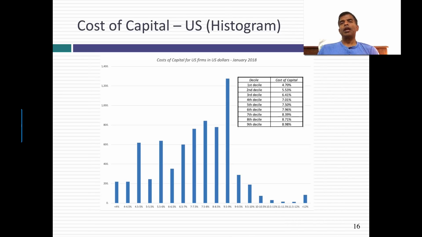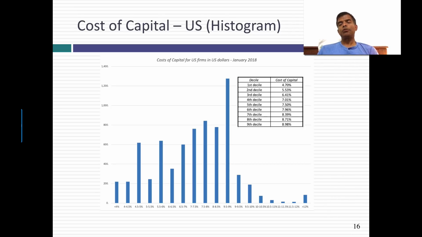Final piece of the puzzle, I took the cost of capital for all 7,400 companies for which I have cost of capital in the US, and I put them on a histogram. Remember histograms from statistics? I just count the number of companies with cost of capital less than 4%, 4 to 5, etc., and I put up the histogram. And if you look at this histogram and you look to the right, you see me break down by deciles the cost of capital for US companies. And it's shockingly low, right?